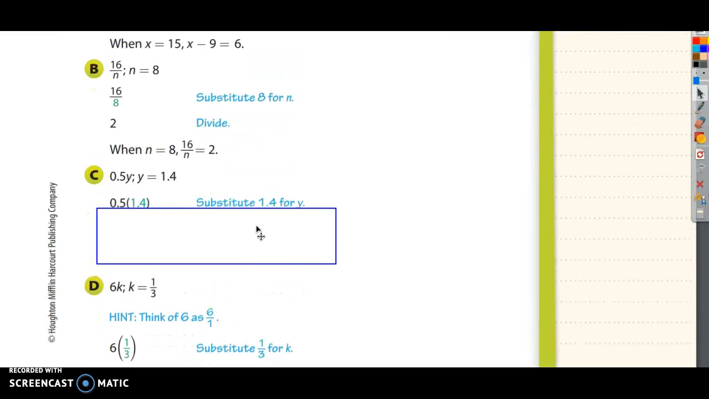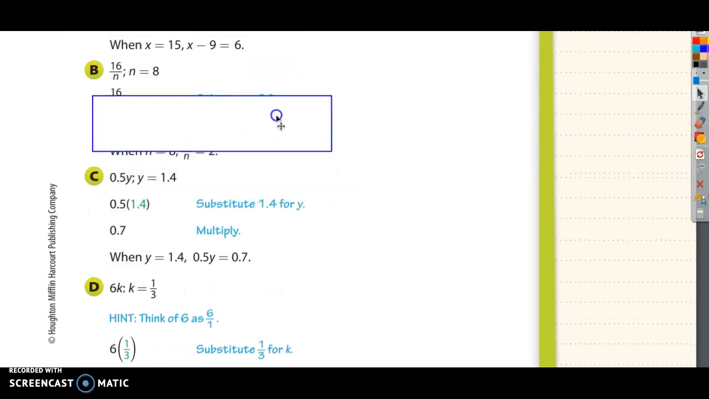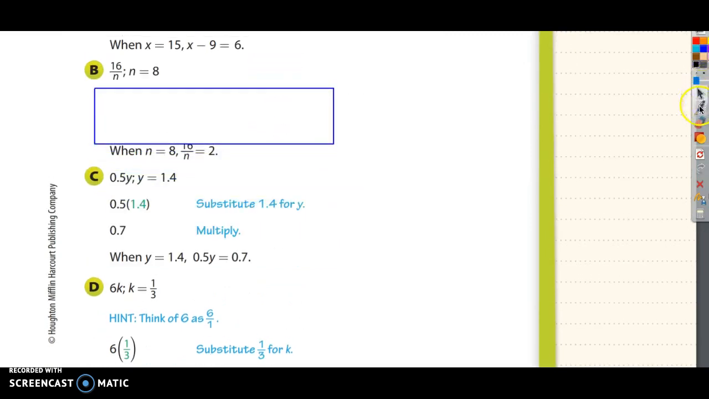Let's check out B. B shows 16 over n when n is equal to 8. So the problem is 16 over n. We look and see that n is equal to 8, so we take n out and replace it with 8. So this problem is 16 over 8, and that means 16 divided by 8. 16 divided by 8 is 2. That's the answer.